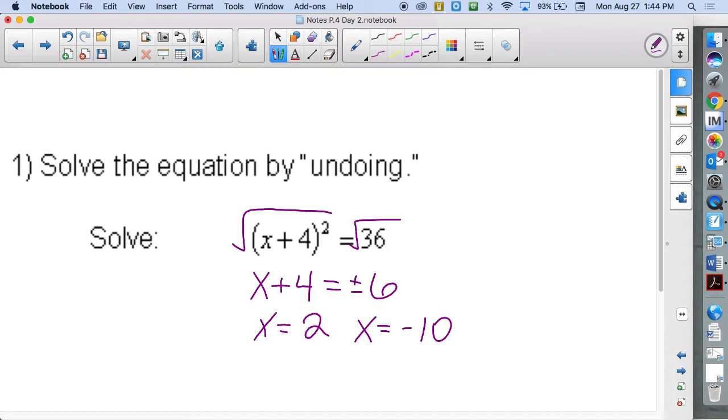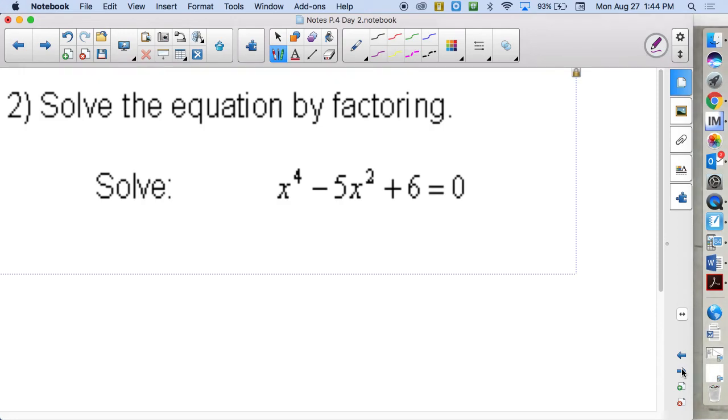You don't need to FOIL. Because if you FOILed it, you'd have to set it equal to 0, and then you'd have to factor it, like 6 steps instead of just 1. So get rid of the square by taking the square root. Number 2, underneath, this one says solve the equation by factoring. Good little warm-up to have right before you have a factoring problem. How do you factor this? It says x to the 4th minus 5x squared plus 6. So it's a trinomial. Got the AC going on here.